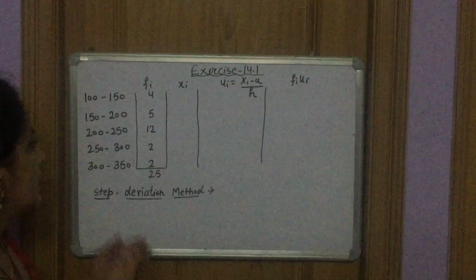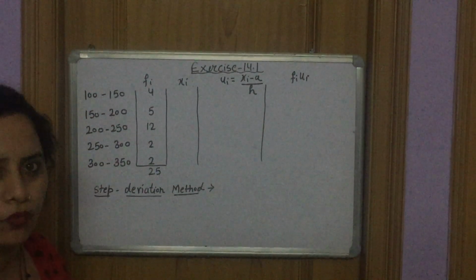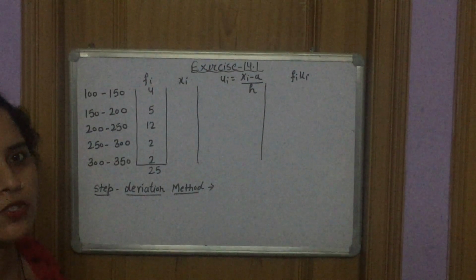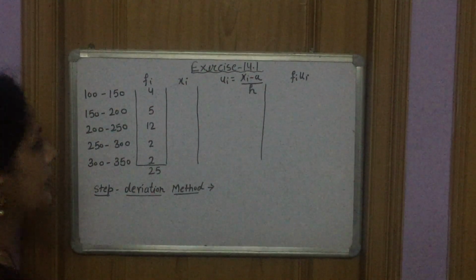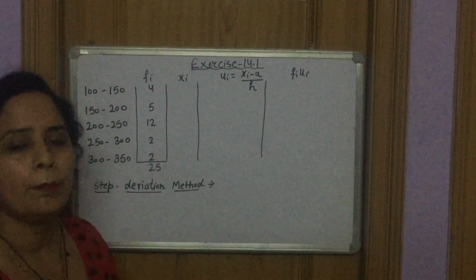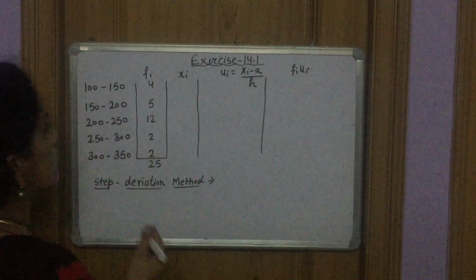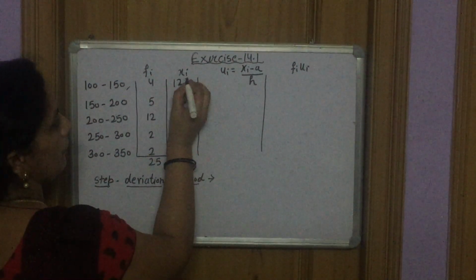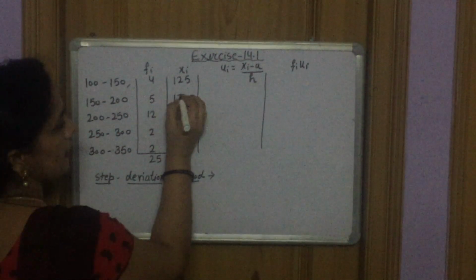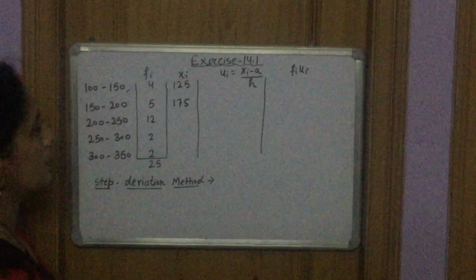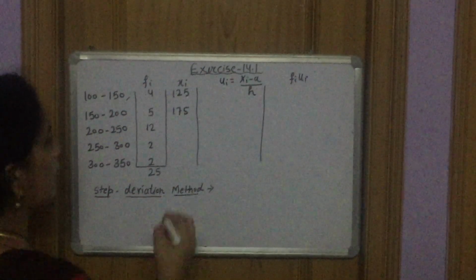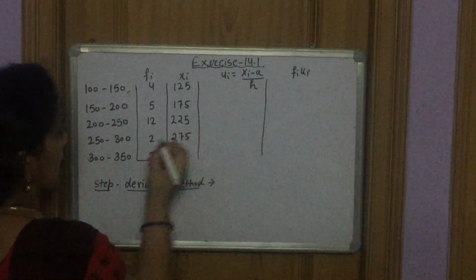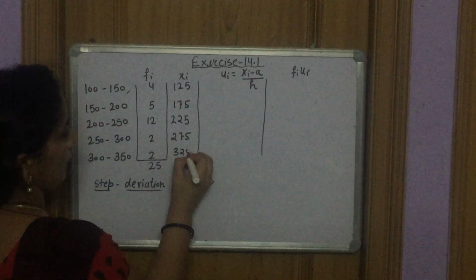This is our statement. This is given the amount which is expended on food by some families. We have to find out the mean. So to find the mean, first of all we have to find out xi, that is class marks, which will be the mid value of the interval. So here we can see that the mid value of this interval will be 125. Next will be 175. Next, in between 200 and 250, the mid value is 225. Next will be 275 and next is 325.